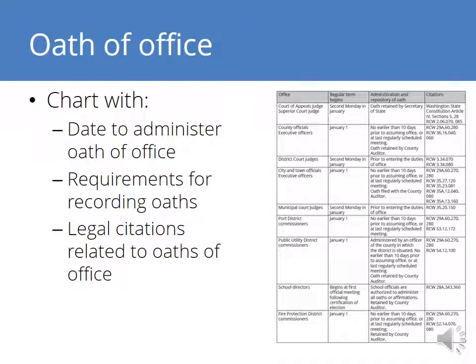The Jurisdiction Manual contains a chart produced by the Secretary of State's office related to oaths of office. The chart contains information on when oaths are administered to newly elected officials and legal requirements and citations for whether oaths need to be recorded. This chart isn't meant to take the place of consulting with your district's legal counsel.